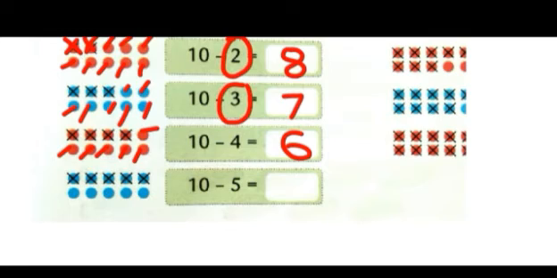Okay, now see the last one. Total 10 blue dots are there and we have to take away 5. So we will cross 5. See, 5 dots are crossed. How many are left? 1, 2, 3, 4, 5. 5 dots are left. So we will write 5 here.